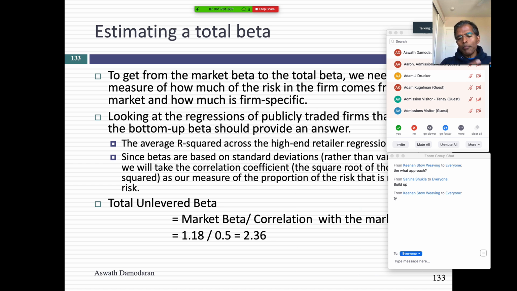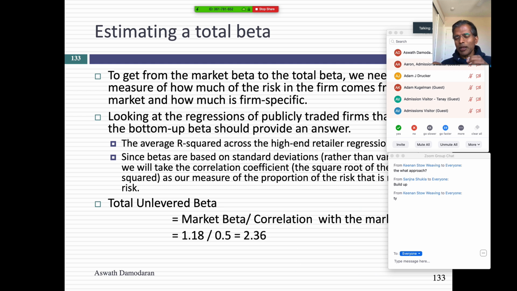So if I can get the beta for high-end retailers, I can also see how much of the risk in a typical high-end retailer comes from the market by looking at the R squareds of these stocks. And I did that. And here's what I found. I found an average R squared of 0.25.